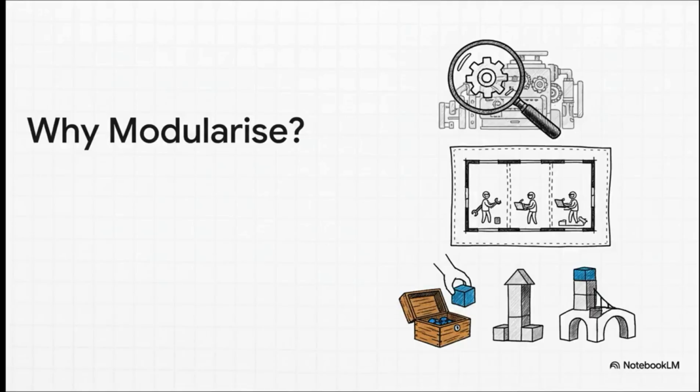And maybe the biggest superpower of all is reuse. Once you build a great module, say one that calculates sales tax, you can just grab it and reuse it over and over again. This is what we call the don't repeat yourself rule, and it's a huge time saver.